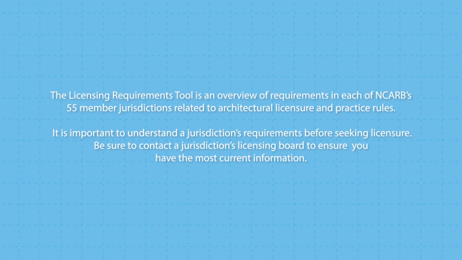The Licensing Requirements tool is an overview of requirements in each of NCARB's 55 member jurisdictions related to architectural licensure and practice rules. It is important to understand a jurisdiction's requirements before seeking licensure. Be sure to contact a jurisdiction's licensing board to ensure you have the most current information.